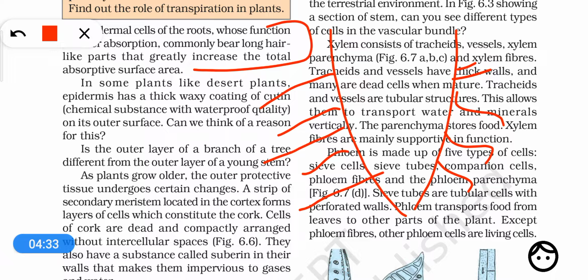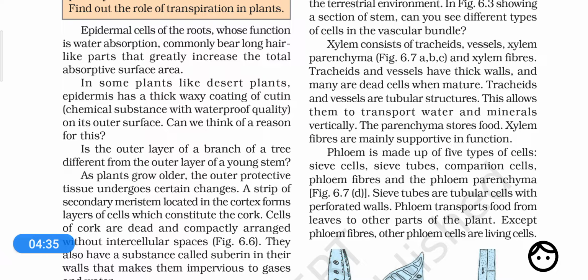Now if we talk about the plants which live in desert areas, or the plants which are found where there is scarcity of water, these are called xerophytic plants. The plants of drier habitat have a waterproof covering of a waxy substance known as cutin on their epidermis, and this cutin reduces the loss of water in dry habitat.